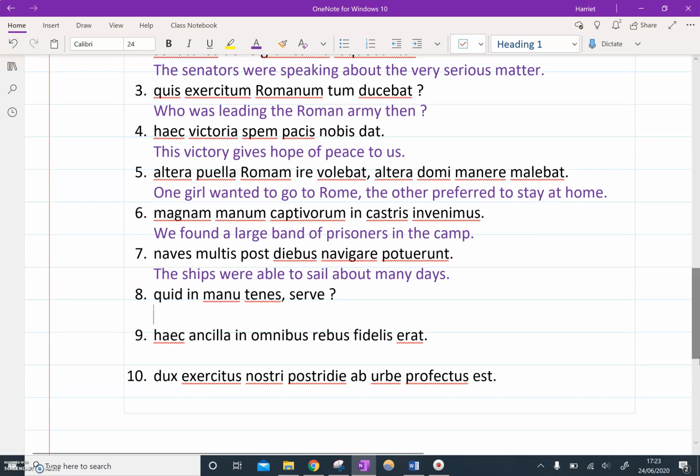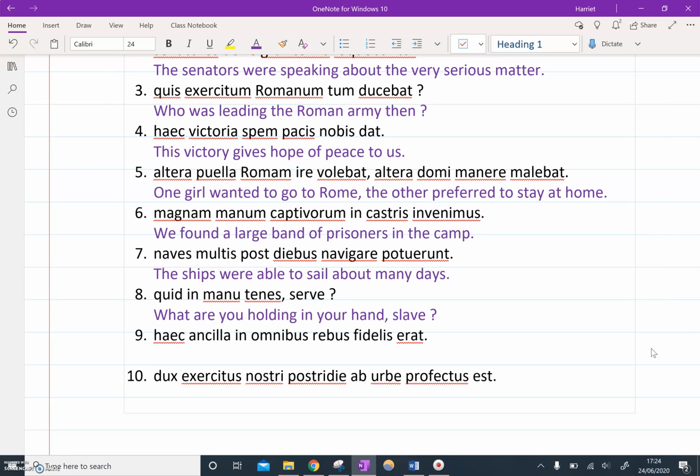Okay, so here we've got manu, 4th declension, ablative. What are you holding in your hand? Oops, sorry, slave. There we go. Okay, so tenes, watch out for that, ends in S, so it's a U verb. Okay, have a go at number 9.